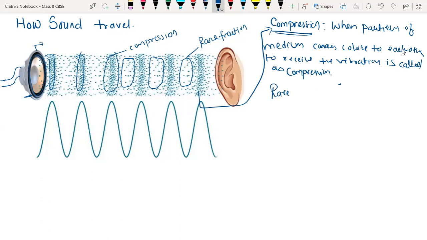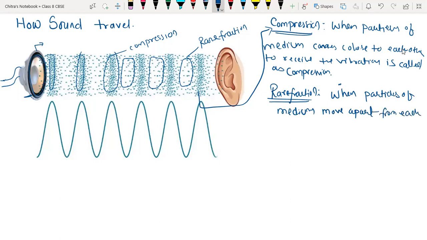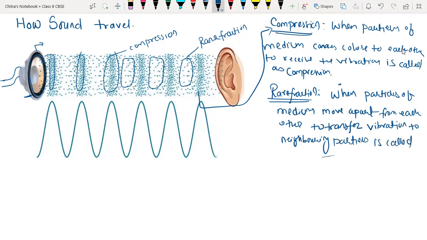Now I'm writing rarefaction. When particles of the medium move apart from each other to transfer vibration to the neighboring particle, it is called rarefaction. So this is the reason for rarefaction.